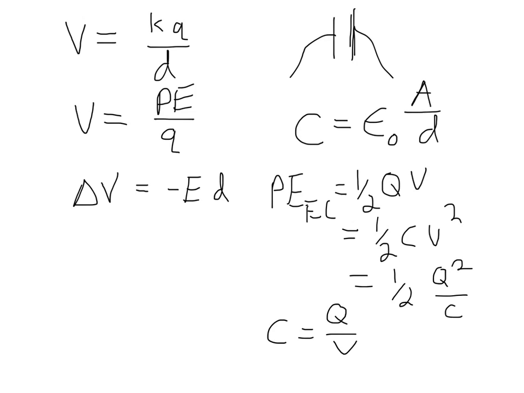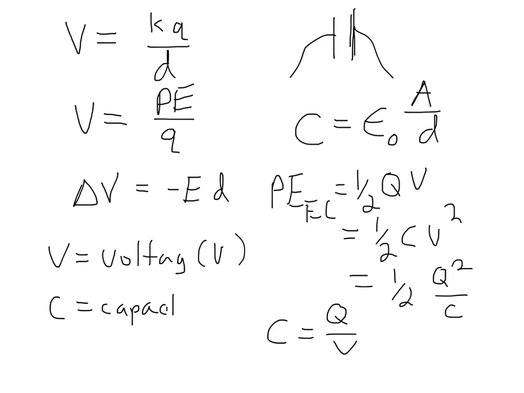And then remember that V is equal to voltage, measured in volts. And C is equal to capacitance, and that's measured in something called farads. A farad is a large amount of capacitance, so usually we're going to have very small capacitances when we find them in problems.